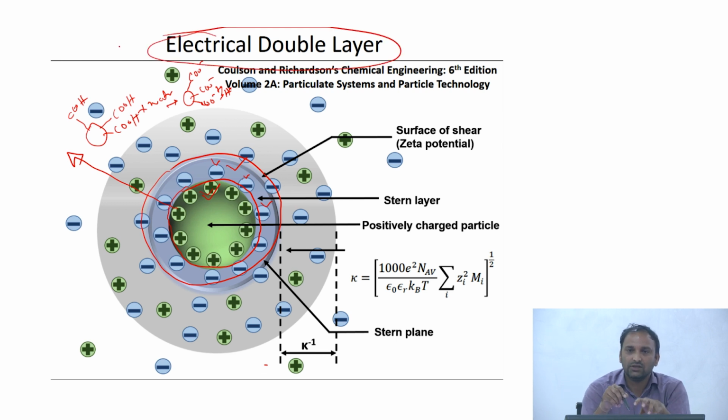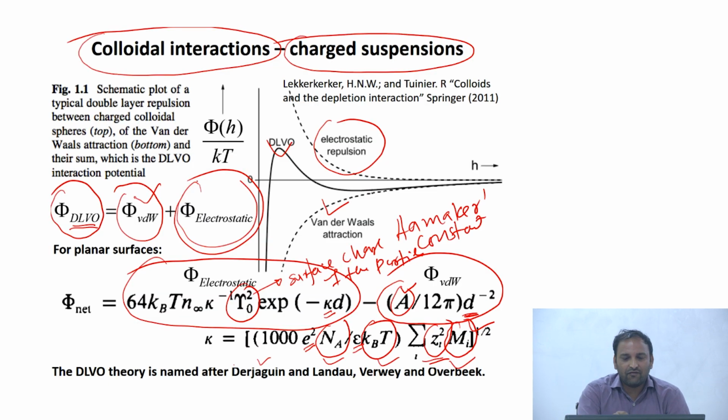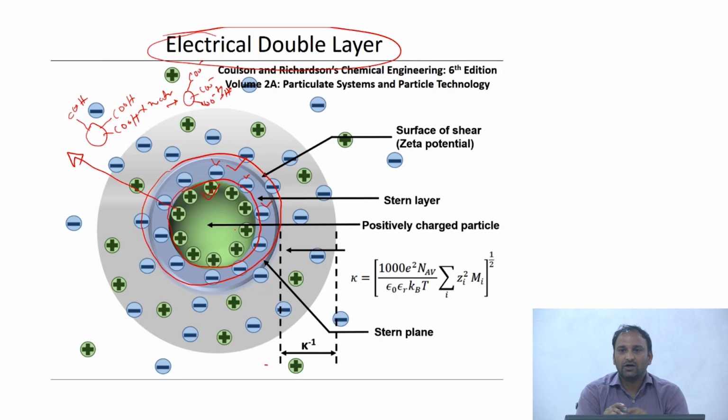The charges on the particle surface constitute one type of charged surface, and there's a charged layer surrounding the particle, and this combination is what's called the electrical double layer. I just want to introduce the terminology. This phi electrostatic is also called phi electrical double layer, because the moment you have a charged particle in solution, the configuration around the particle looks something like this. And this is the kappa that I was talking about.